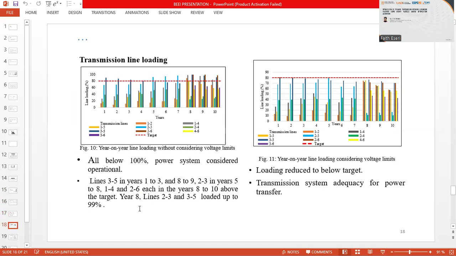Transmission line loading: if you look at the case without considering voltage limits, they all fall below 100%, and the power system is still considered operational. However, lines 3-5 in years 1 to 3 and 8 to 9, line 2-3 in years 5 to 8, and lines 1-4 and 2-6, each in years 8 to 10, are above the targets. In year 8, lines 2-3 and 3-5 reach up to nearly 99% of the thermal capacities. In figure 11, when considering voltage limits, the loading is reduced to below target, and system adequacy for power transfer is improved.